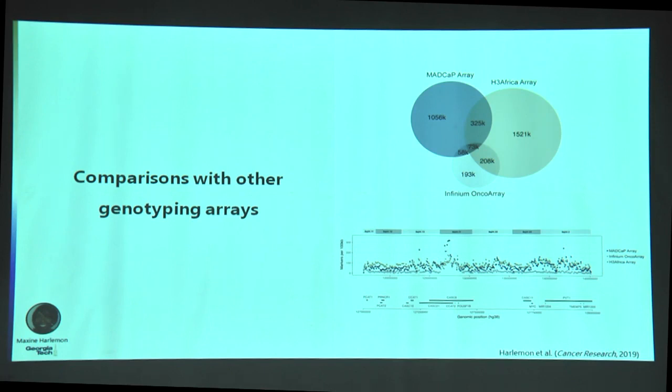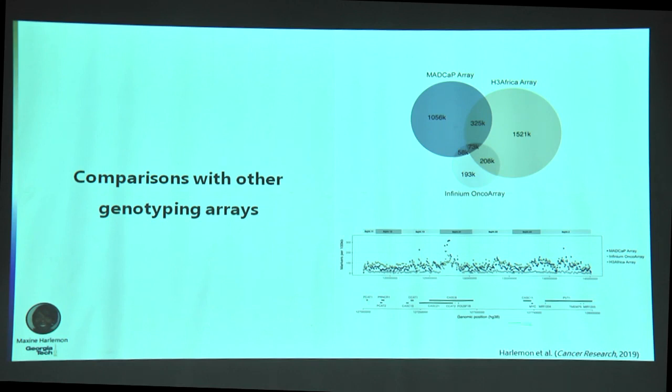And so just to give you a little idea of what our array does, this Venn diagram shows how many of our 1.5 million variants overlap with the H3 Africa array, and how many overlap with the OncoArray array. And we purposely chose genetic variants that happen to be on other arrays. But we also included a lot of genetic variants that happen to be eQTLs in the prostate, because if something could affect gene expression in the prostate, it might make sense that that could be involved in prostate cancer.